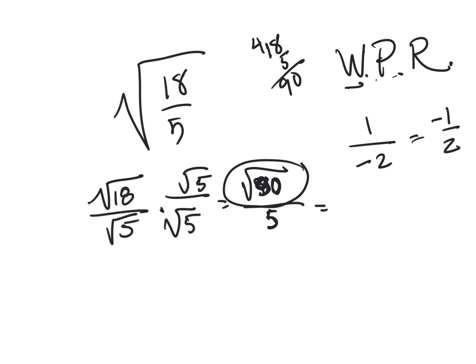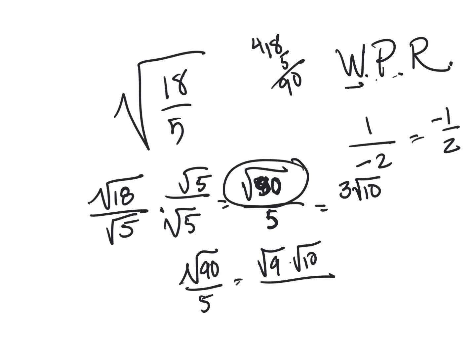Now I can simplify this. There's a 9 in there, so this would be 3 root 10. Take the 9 out, the square root of 9 is 3. If we want to see that step a little bit slower, this is the square root of 9 times the square root of 10. Looking for perfect square factors out of these. And this would be 3 root 10 over 5. Now I could leave this like this, which I think I will, because I'm done. That's rationalized. All right. Whole, positive, rational.